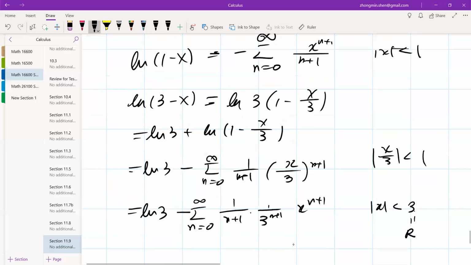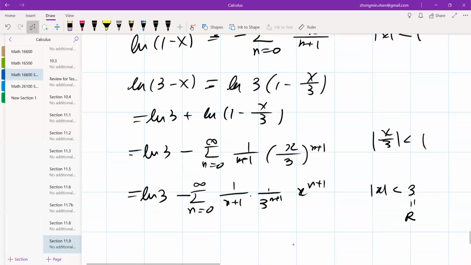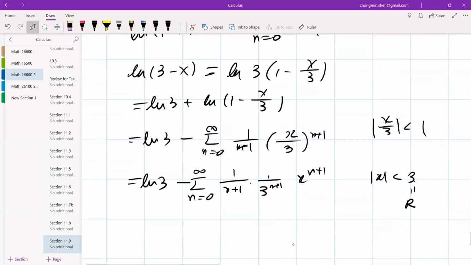In a typical problem like this one, you're given a natural log, but it's not in the form of 1 minus x. You have to modify it to the natural log of 1 minus x. Then you can use that formula to find the power series representation.